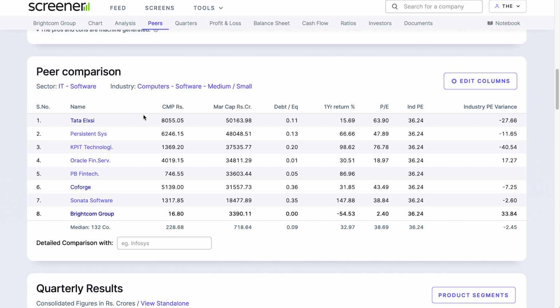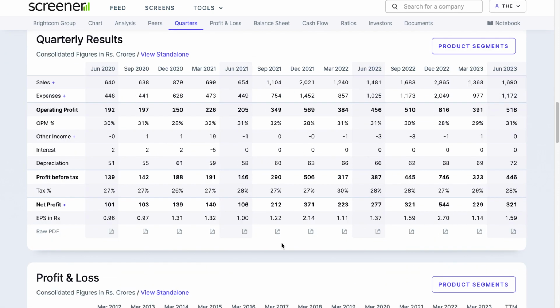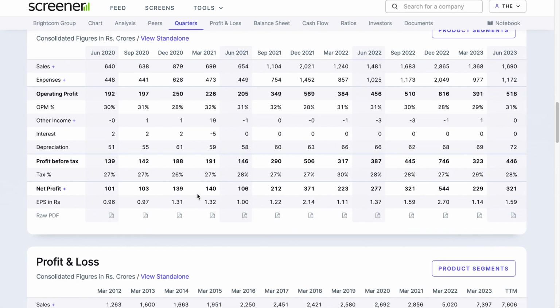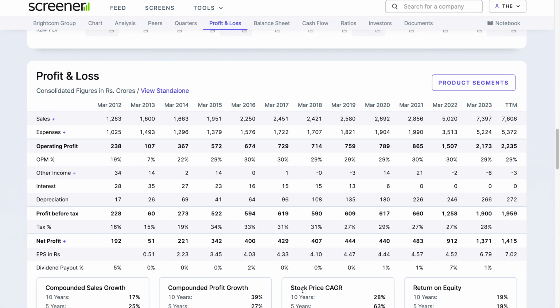It's categorized in IT software. The PE ratio is very cheap. It may look like it's very cheap, but now you can figure out why it is cheap. There is an ongoing SEBI investigation on fraud analysis. If we look at the profit and loss, I don't see any big problems. We have a TTM, or rather, if we take 2023, we have a 29% OPM.